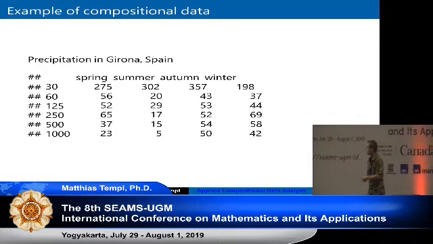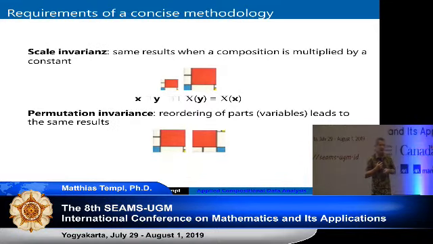For example, also contingency tables like here, precipitation in Girona, Spain, 2006. You see there how many days or how many times they have low precipitation up to high precipitation, divided by spring, summer, autumn, and winter. So there are some requirements. If you apply standard statistical methods, these requirements are not fulfilled.